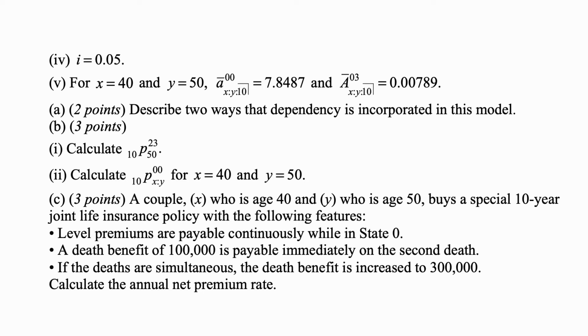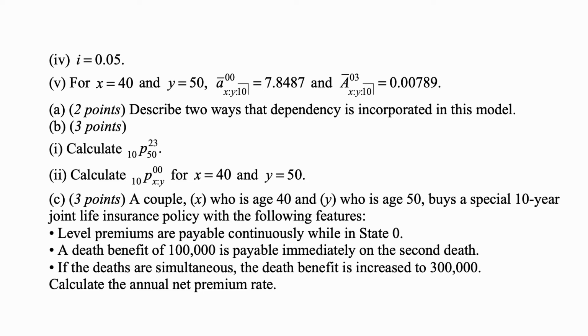Question A. Describe 2 ways that dependency is incorporated in this model. B. Calculate 10p 50 23. So that's corresponding to a transition from State 2 to State 3, starting at age 50, within 10 years.